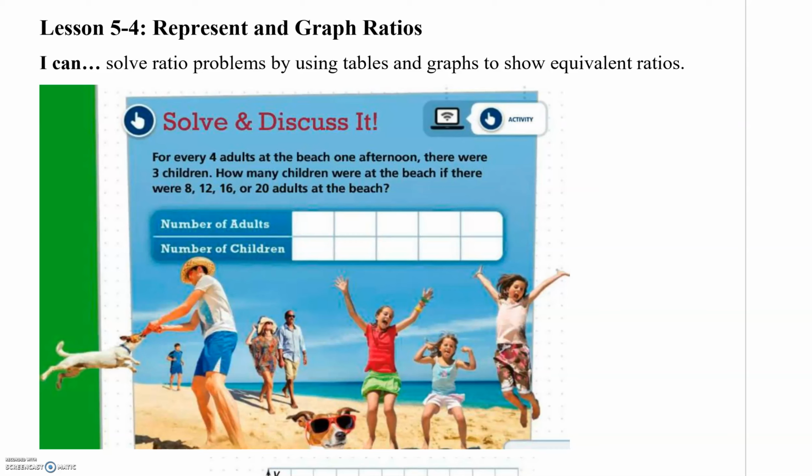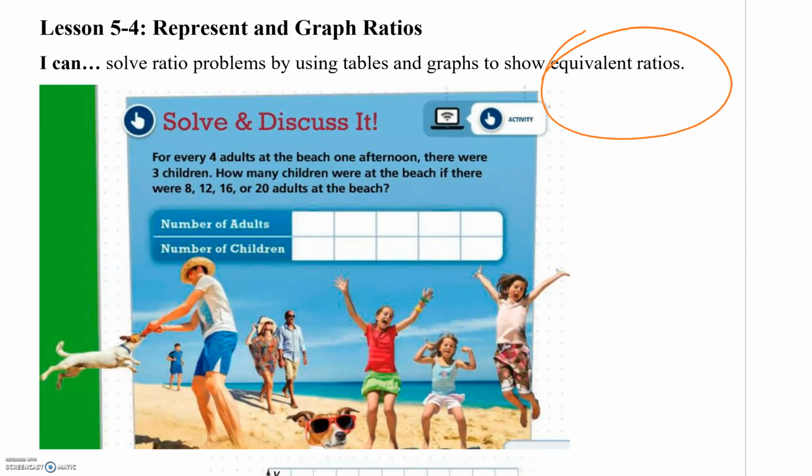Alrighty guys, so we have lesson 5-4 in our Envisions book. We have represent and graph ratios. So we can solve ratio problems by using tables and graphs to show equivalent ratios. Okay, so first is the solve and discuss.